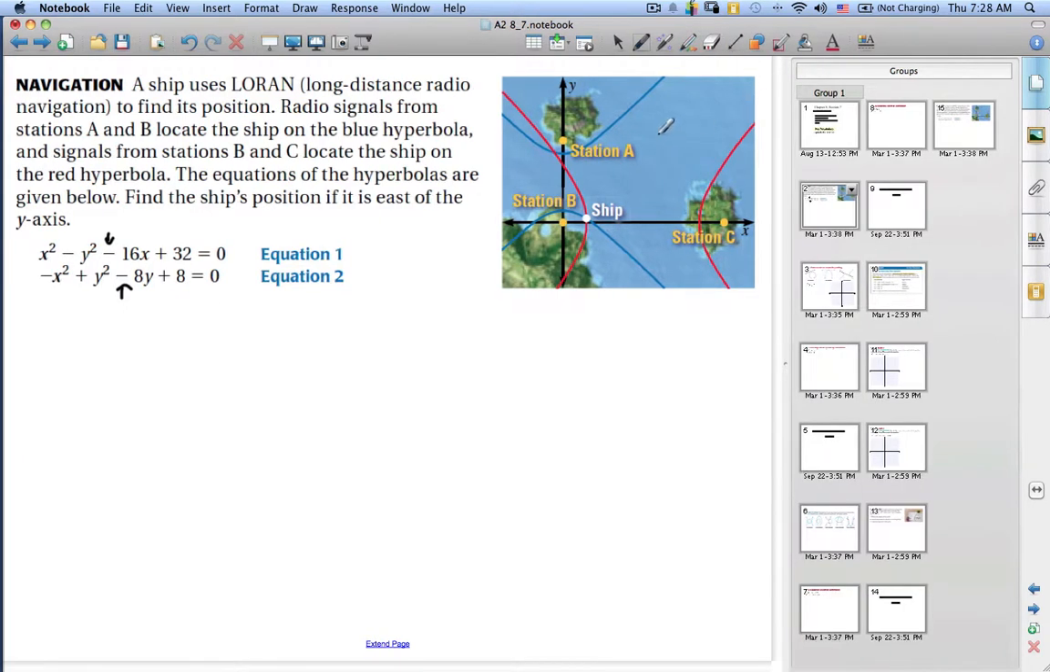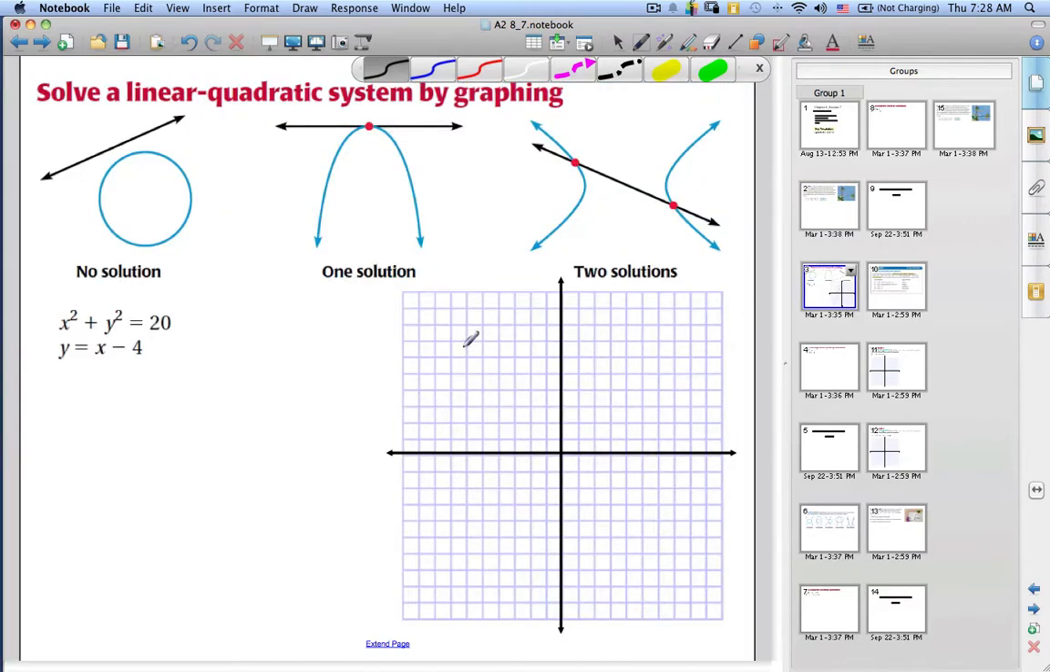So we're going to go through and find, how do I find this intersecting point of my two hyperbolas? But first, let's talk about what they look like. Here's a linear quadratic system, so a line and some form of a quadratic function or a general second degree equation. And you see it's possible the line won't hit it, so I'd have no solution. It's possible I could have a tangent line, so I could have one solution. And it's possible I could hit in two places and have two solutions.